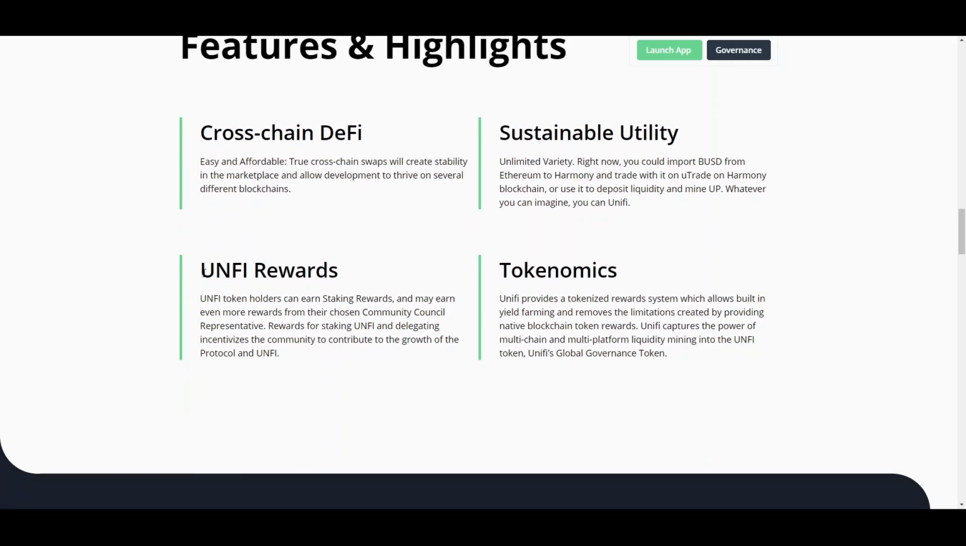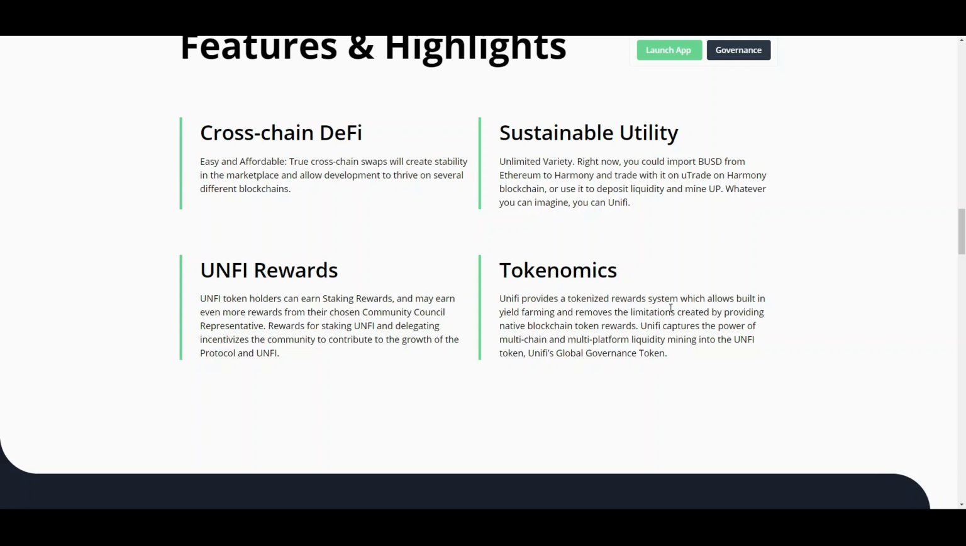Unify Rewards. These are simply rewards for staking or holding the UP token. So I'm going to show you a bit more in the actual platform. But token holders get rewarded by simply holding these tokens. It's a very nice way to reward people who are believing in the system and are there for the long term.